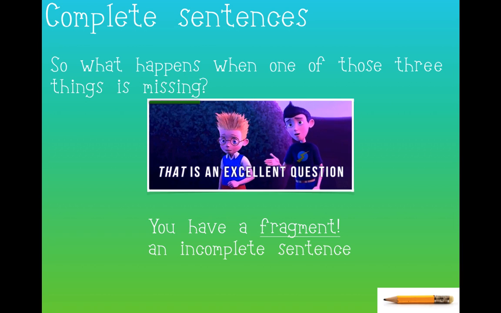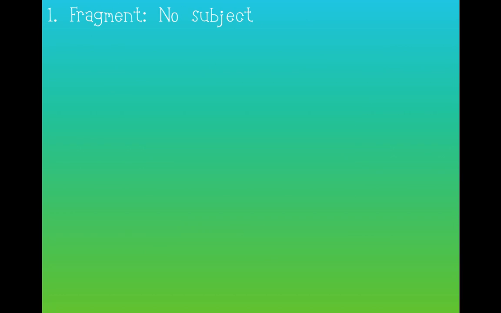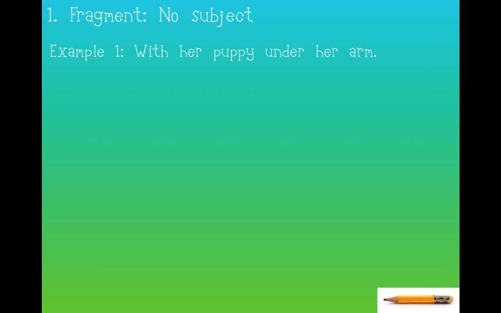So we're going to be looking at specifically what it looks like when you're missing the subject, what it looks like when you're missing the verb, and what it looks like when you do not have a complete thought. So let's go and look at what it looks like when you are missing the subject. So, fragments when you're missing the subject, example number 1. With her puppy under her arm. That is a fragment. It is missing the subject.